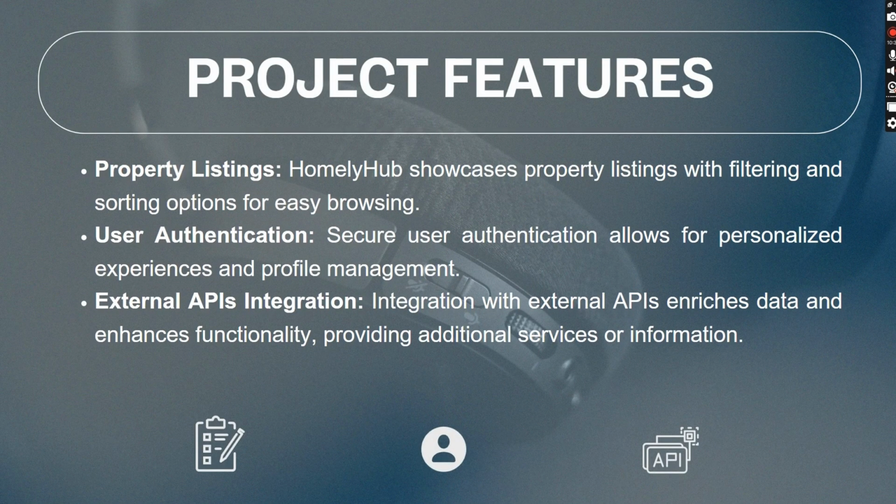Now I'm going to talk about some of the features we are using in the HomelyHub project. First, we can see the list of properties we are listing. Based on that, we implement searching, filtering, and sorting options for better and easier browsing for the user.